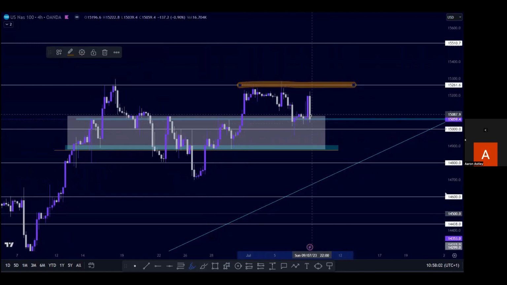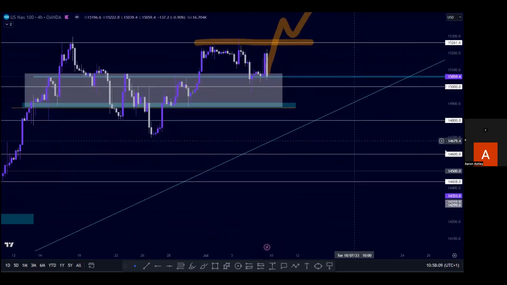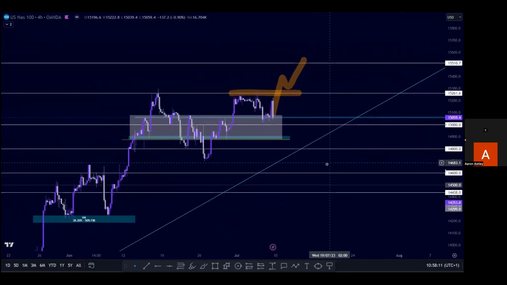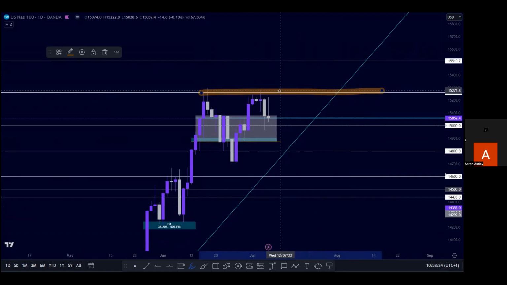This area breaks, we're looking to take longs. Obviously a lot of choppy price action. But as mentioned, if we see these areas start to break, I'd like to take longs, potentially up into 15,510 and beyond.